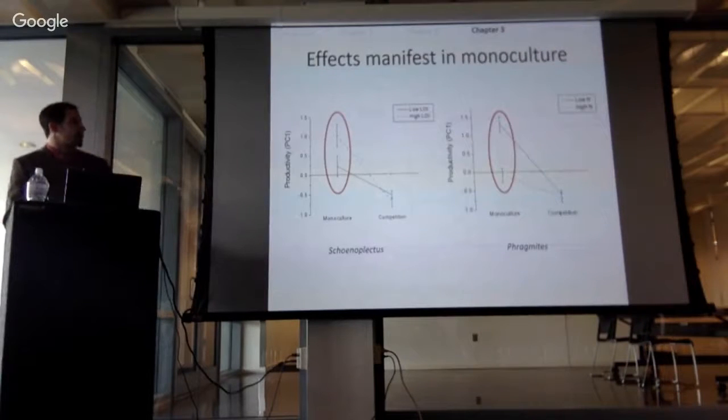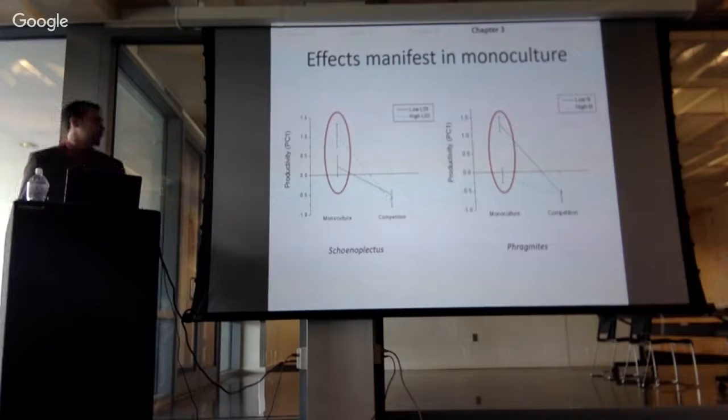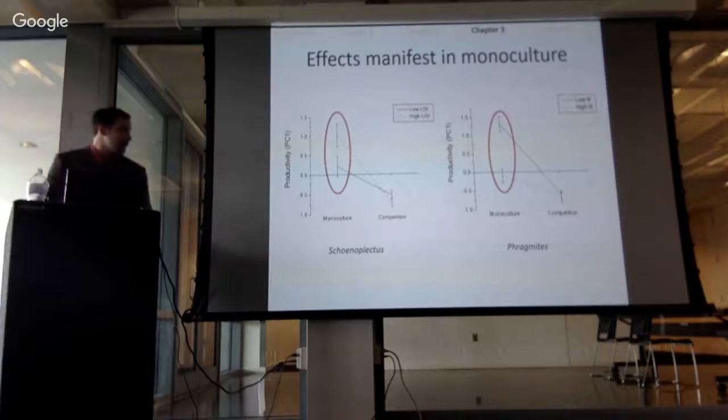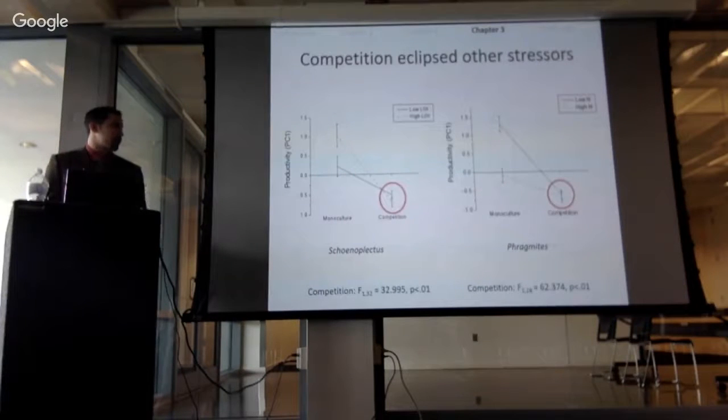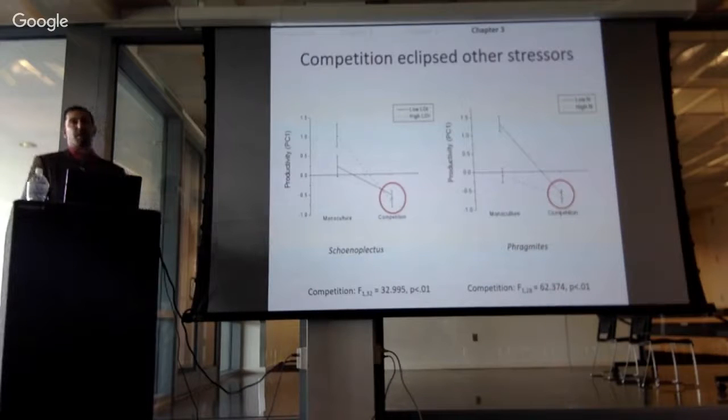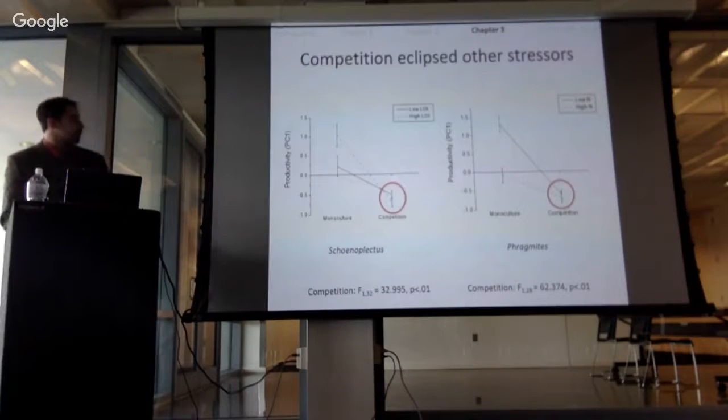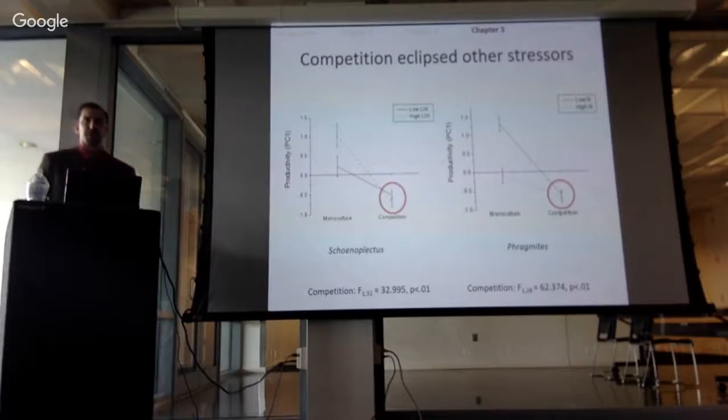You may have noticed that all these treatment effects of the abiotic stressors were manifested in the monoculture treatments, while there was less difference in the competition effects. Additionally, those competition treatments consistently produced lower productivity scores than the monoculture treatments, meaning the competition had a greater effect on the plant biomass than any of those other stressors.